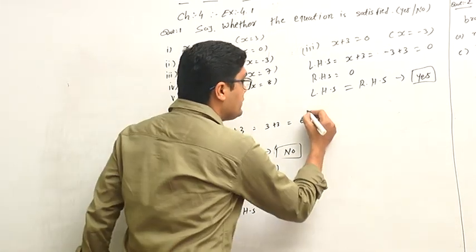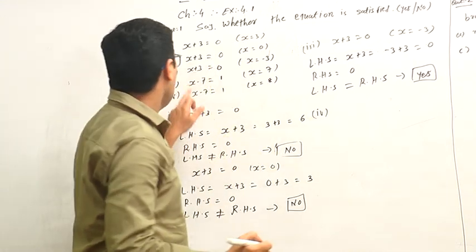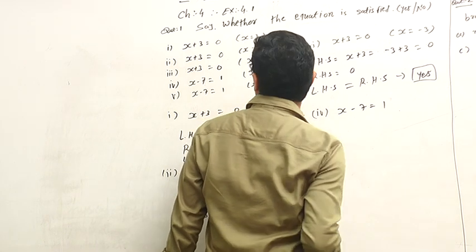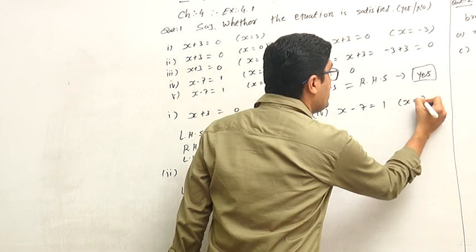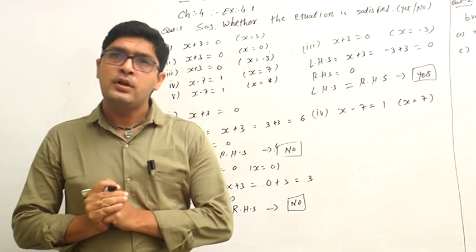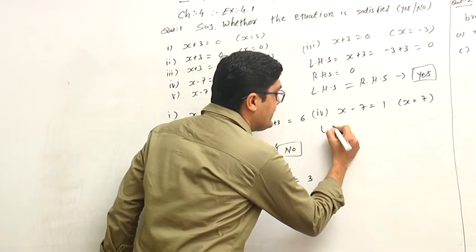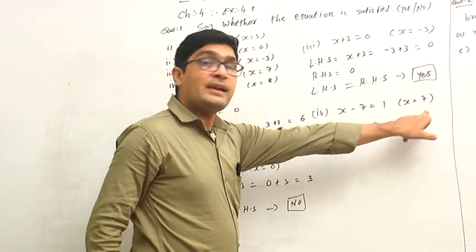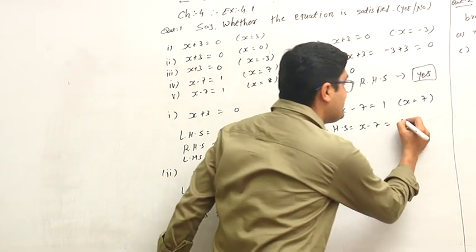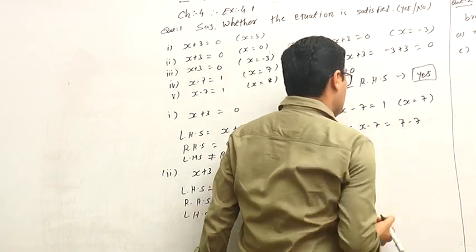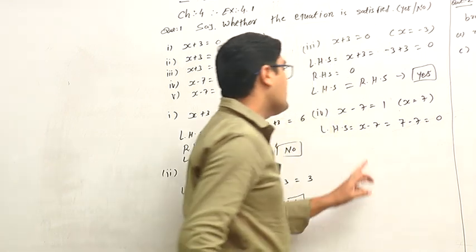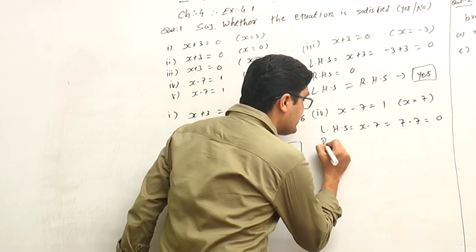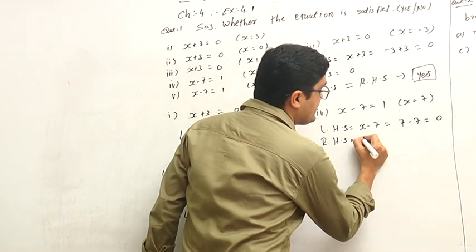What does the fourth one say? x minus 7 is equal to 1. What value do we have to put here? x is equal to 7. Let's start. LHS is equal to x minus 7. What is the value of x? 7. So 7 minus 7 is equal to 0. And what is our RHS? Right hand side is 1.